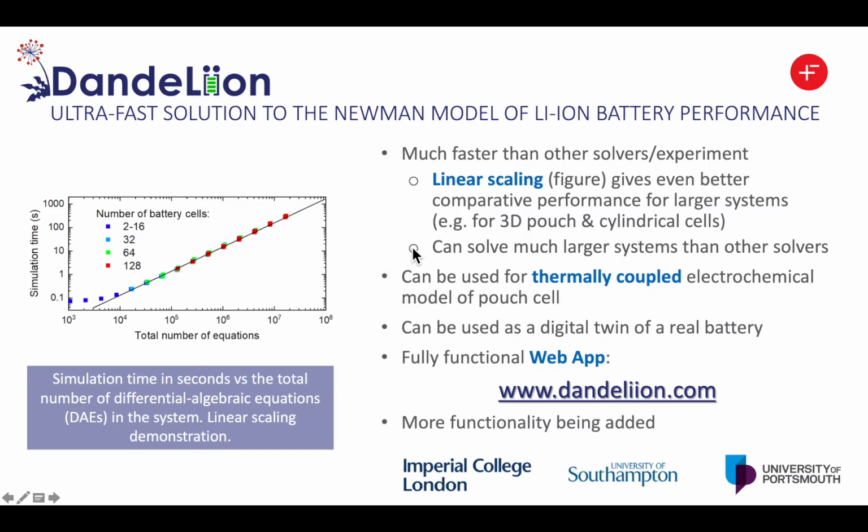That is for one discharge cycle. If you have more memory, you can handle more equations, and that opens up the possibility to use Dandelion for the thermally coupled electrochemical model for the 3D pouch cell. Dandelion can also be used as a digital twin of real batteries. We have a fully functional web app available at our website, and we keep adding new functionality.